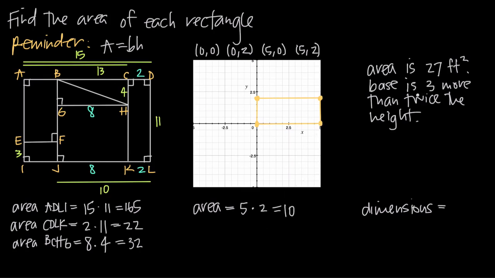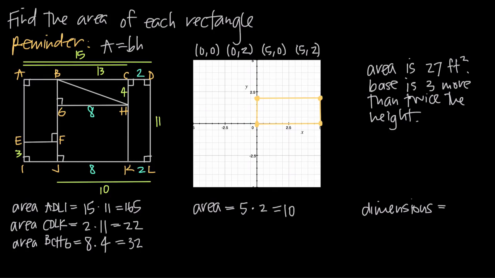What about if we're given a word problem like this? In this case, we actually know what the area is. We're told that the area is 27 square feet, the area of the rectangle. Also, we know that the base of the rectangle is 3 times more than twice the height. So we have a little algebraic expression here we're going to need to write down. We need to find the dimensions of the rectangle. So this is just like working backwards.